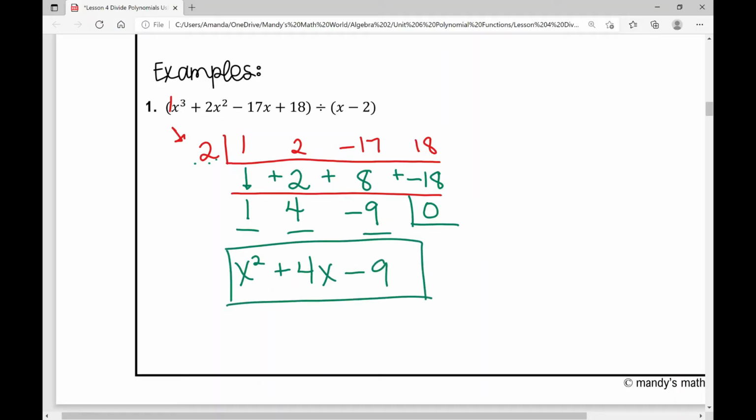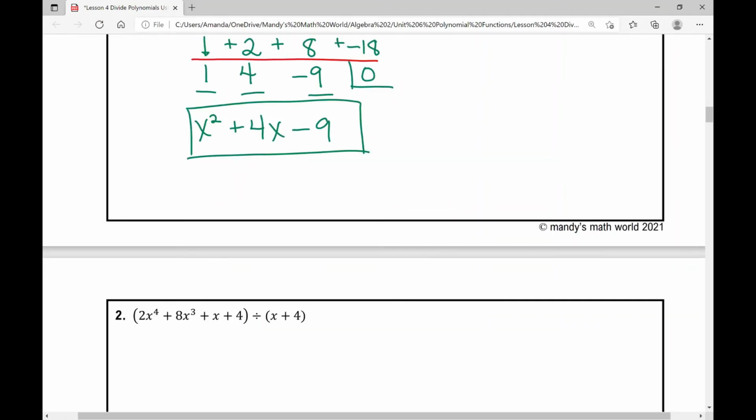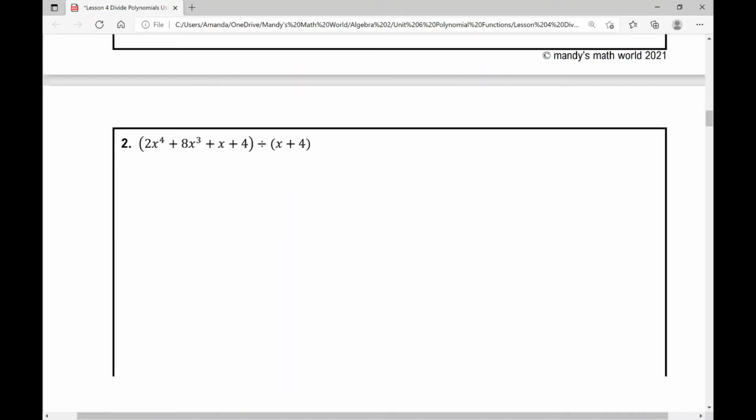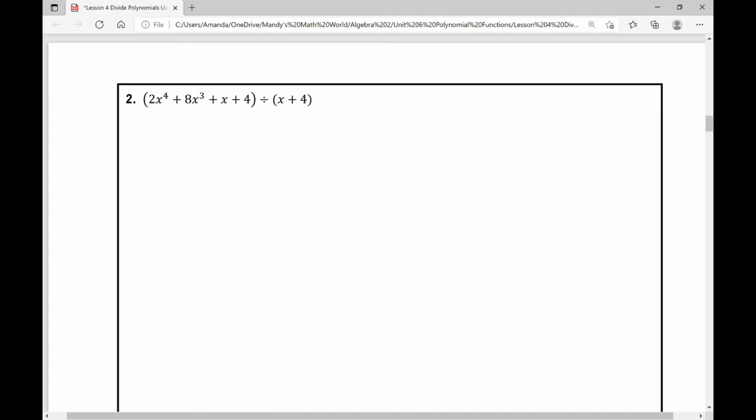So my quotient. How can you check your work? You take that trinomial, multiply it by this binomial, and you should get that answer right there. Let's move on to example number 2. Example number 2. I have this polynomial divided by this linear binomial.